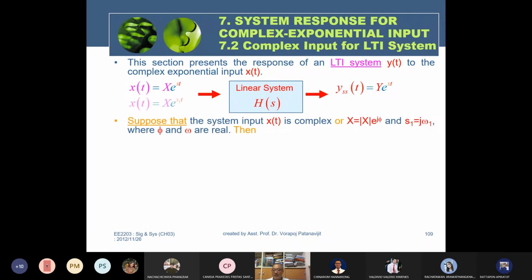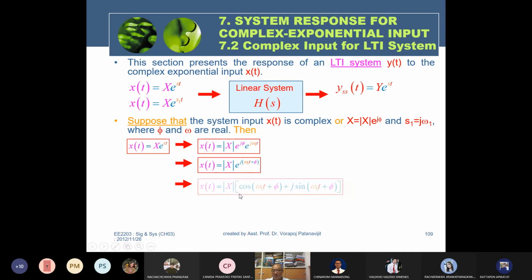Suppose that the system input x(t) is complex. If it is complex, you can write it in the complex exponential form here, where phi and omega are real. Then we can write the input in terms of the magnitude and the complex exponential form, expressed using the Euler relation, e to the j omega equals cos omega plus j sin omega. Distributing them gives you here.